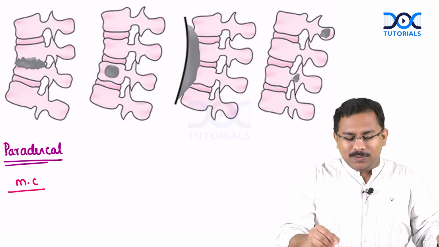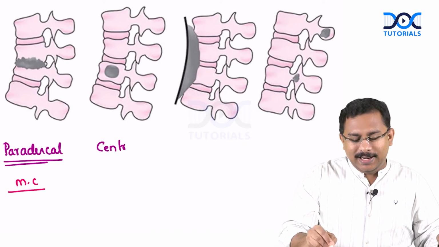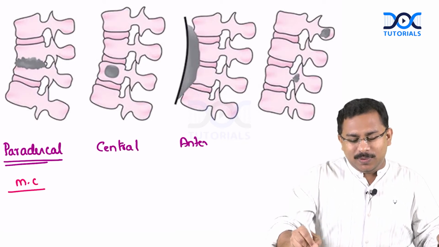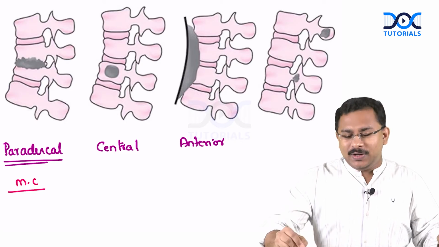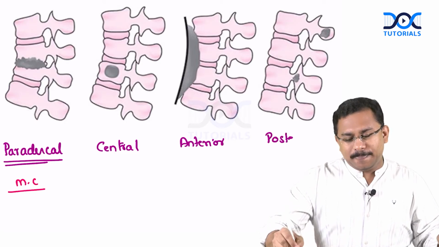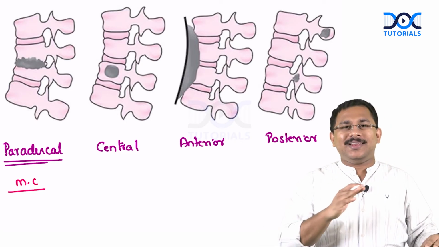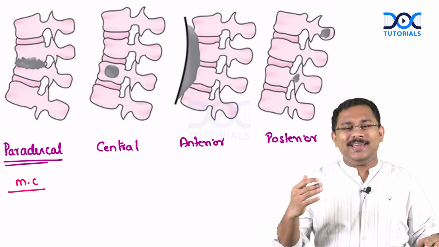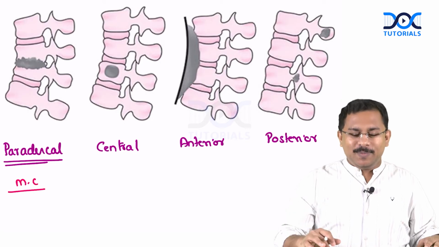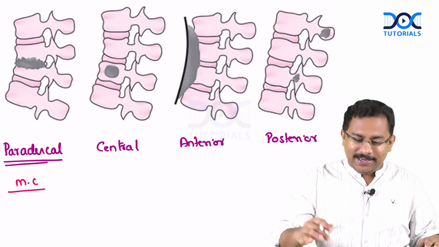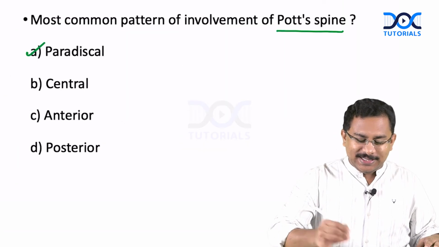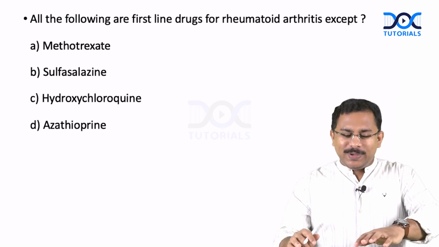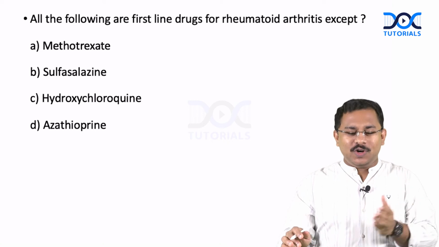What are the other ones? You have got the central pattern, the anterior one, and also the posterior. So these are the patterns of involvement of Pott spine or the tuberculous spondylitis, but the most common one is the paradiscal. Okay, so the answer is option A. Okay, all right. Next question, a question from rheumatology.